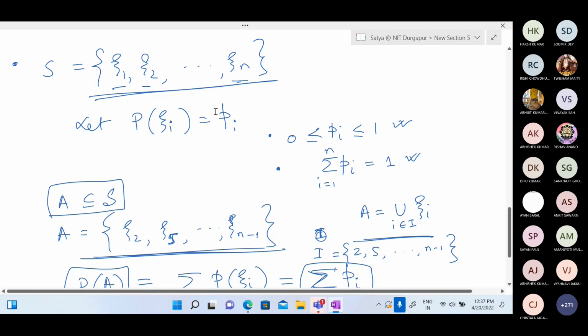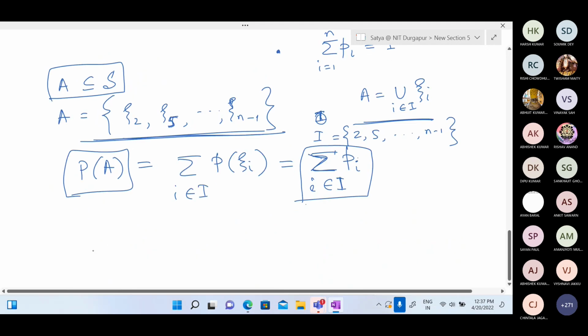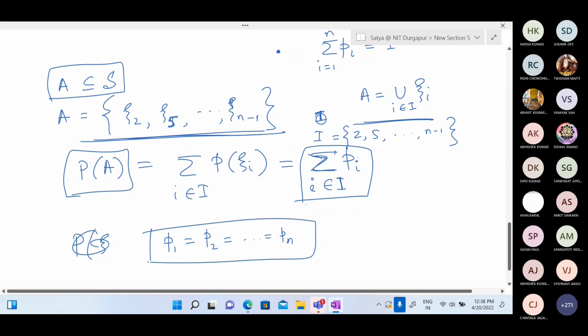If the events are equally likely, then we can define it like this: if it is equally likely, then P1 equals P2 equals dot dot dot equals Pn, and all probabilities are the same. If this condition is satisfied, then we call these equally likely events.